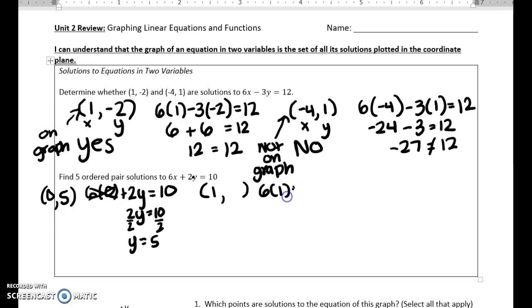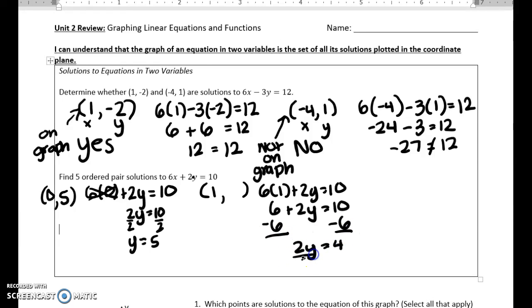Just plug in values again for x. 6 times 1 plus 2y equals 10. Plug in values for x and continue to solve for y. I'm not going to give you all 5 points because you can see the solving process each time. But continue to plug in points. You can plug in any values you like. There are an infinite number of points that could be solutions. You just need to make sure that when you plug them back in, plug in 1 for x and 2 for y, that you end up making it equal 10.